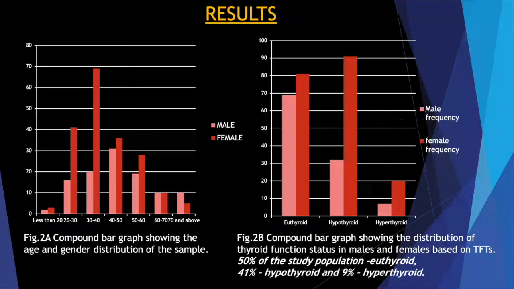This is a compound bar graph showing the age and gender distribution in our sample. Most of the patients were in the age groups 20 to 30 and 30 to 40. And this is the compound bar graph showing the thyroid functional status. About 50% of the patients in our study sample were euthyroid, 41% were hypothyroid, and 9% were hyperthyroid. This is the male and female frequency distribution.